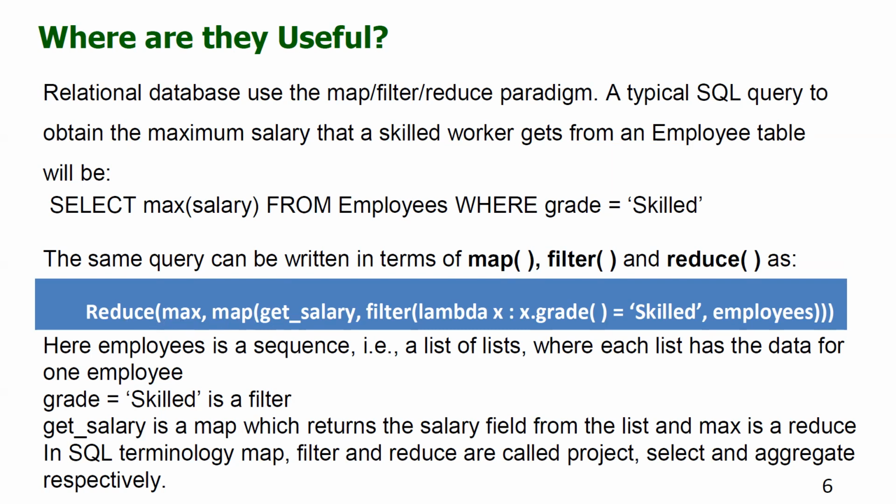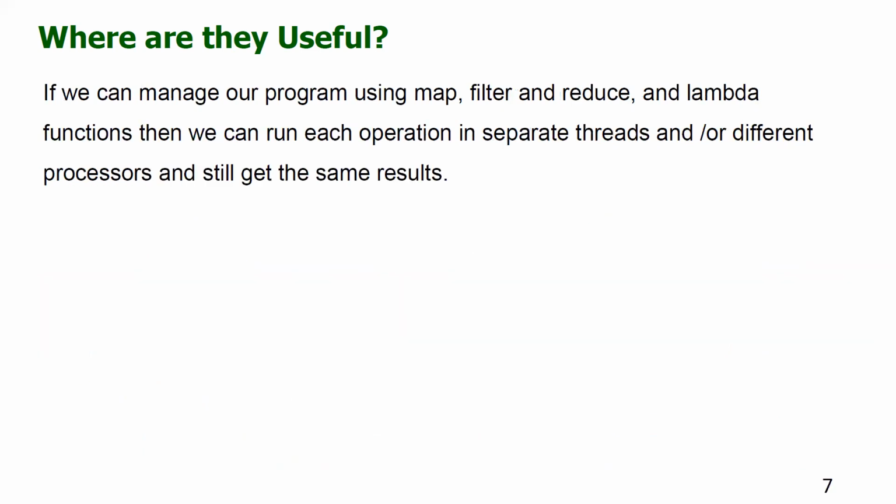Now, in this example, the employees database is a sequence. Simply we can take a list of lists, where each list has the data for one employee. Here the grade equal to skilled is a filter, get salary is a map which returns the salary field from the list, and max is a reduce. In SQL terminology, map, filter and reduce are called project, select and aggregate respectively. So in this way, we can use the map, filter and reduce paradigm like relational database queries.